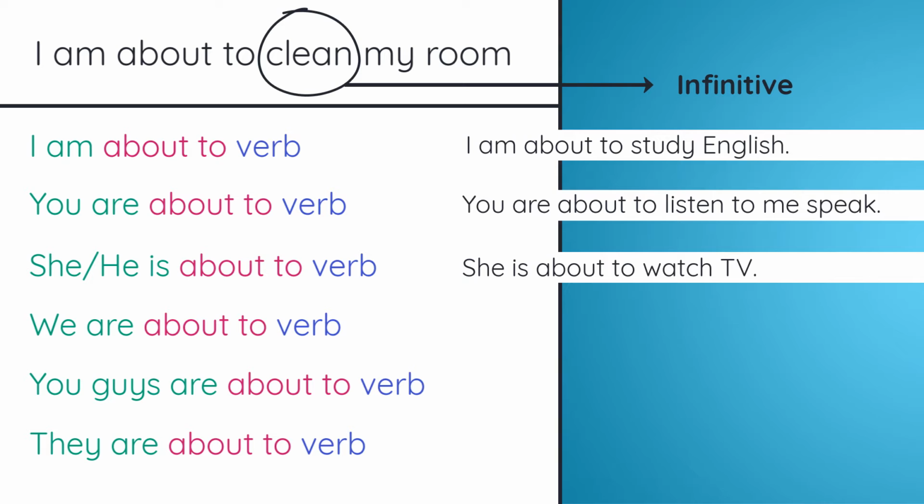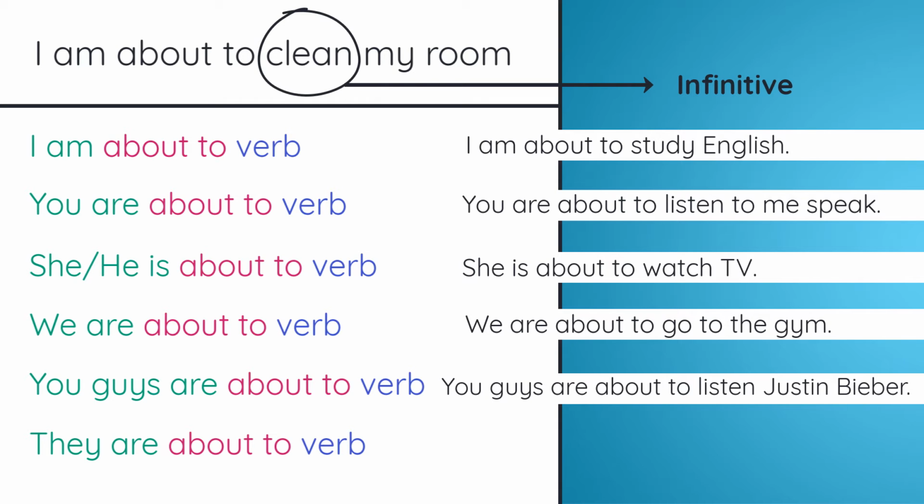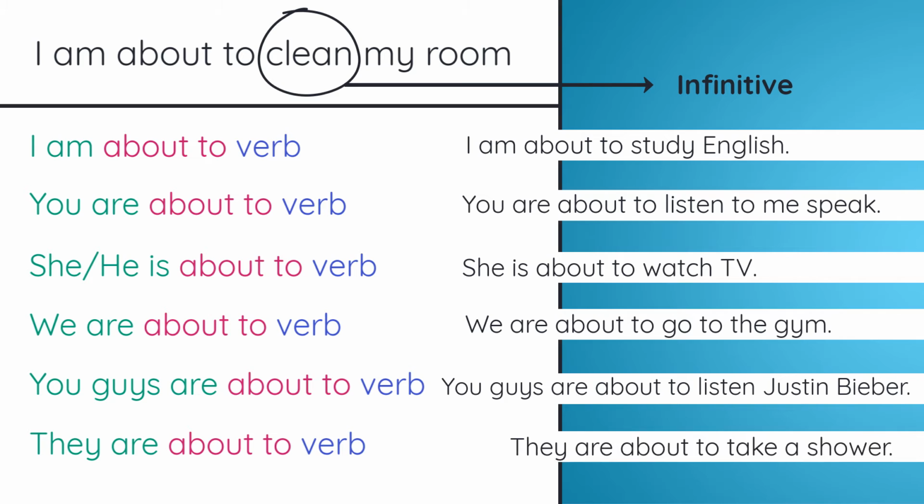She is about to watch TV. We are about to go to the gym. You guys are about to listen to Justin Bieber. They are about to take a shower. Okay, so now let's do some together. Let's put the verb in a proper form together.